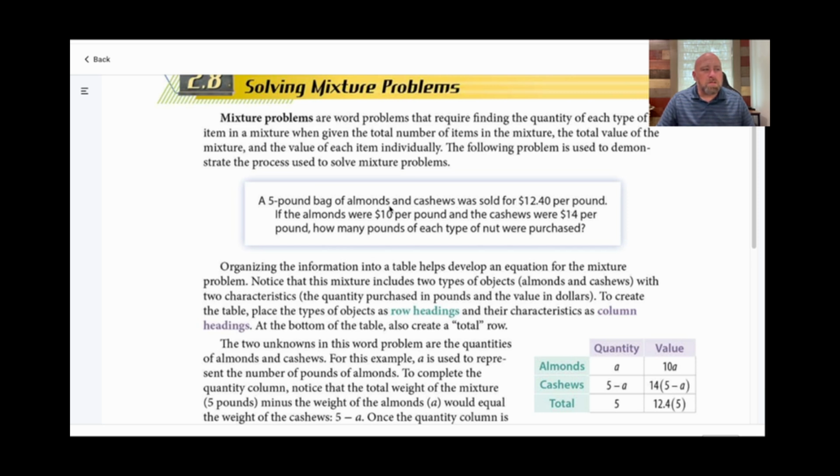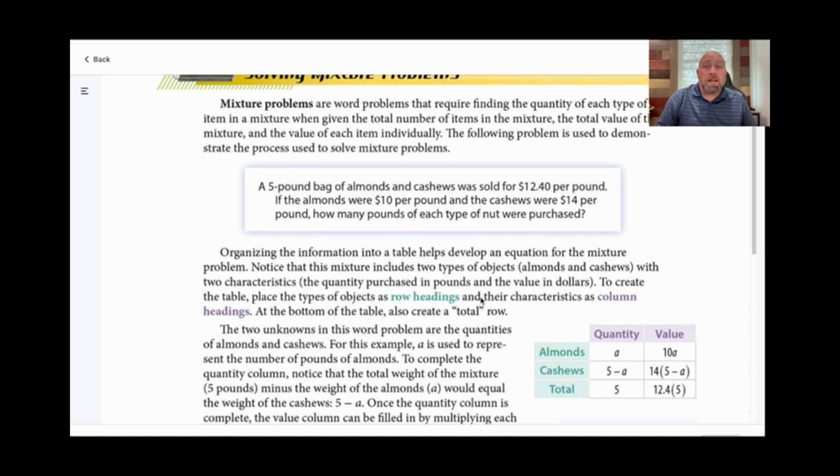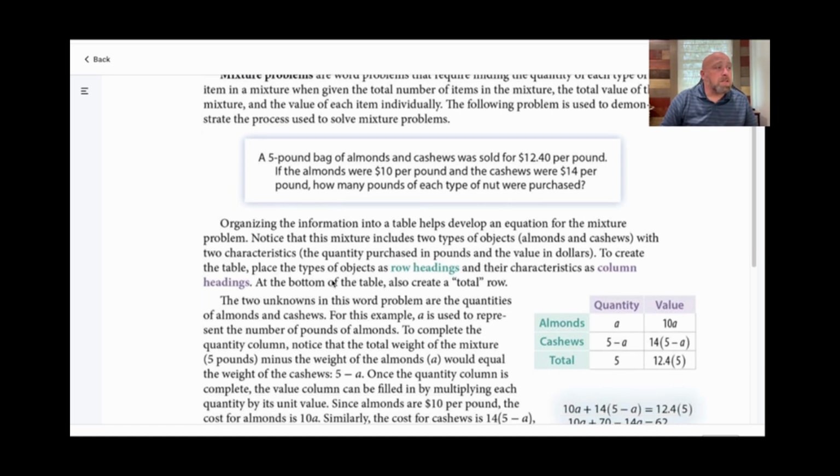So we've got some sort of a mixture of almonds and of cashews. We don't know what the mixture is. That's the question. We're supposed to figure it out. All right, let's look at some of the things that the book tells us to do. First of all, it says organize the information into a table. That's going to help us.